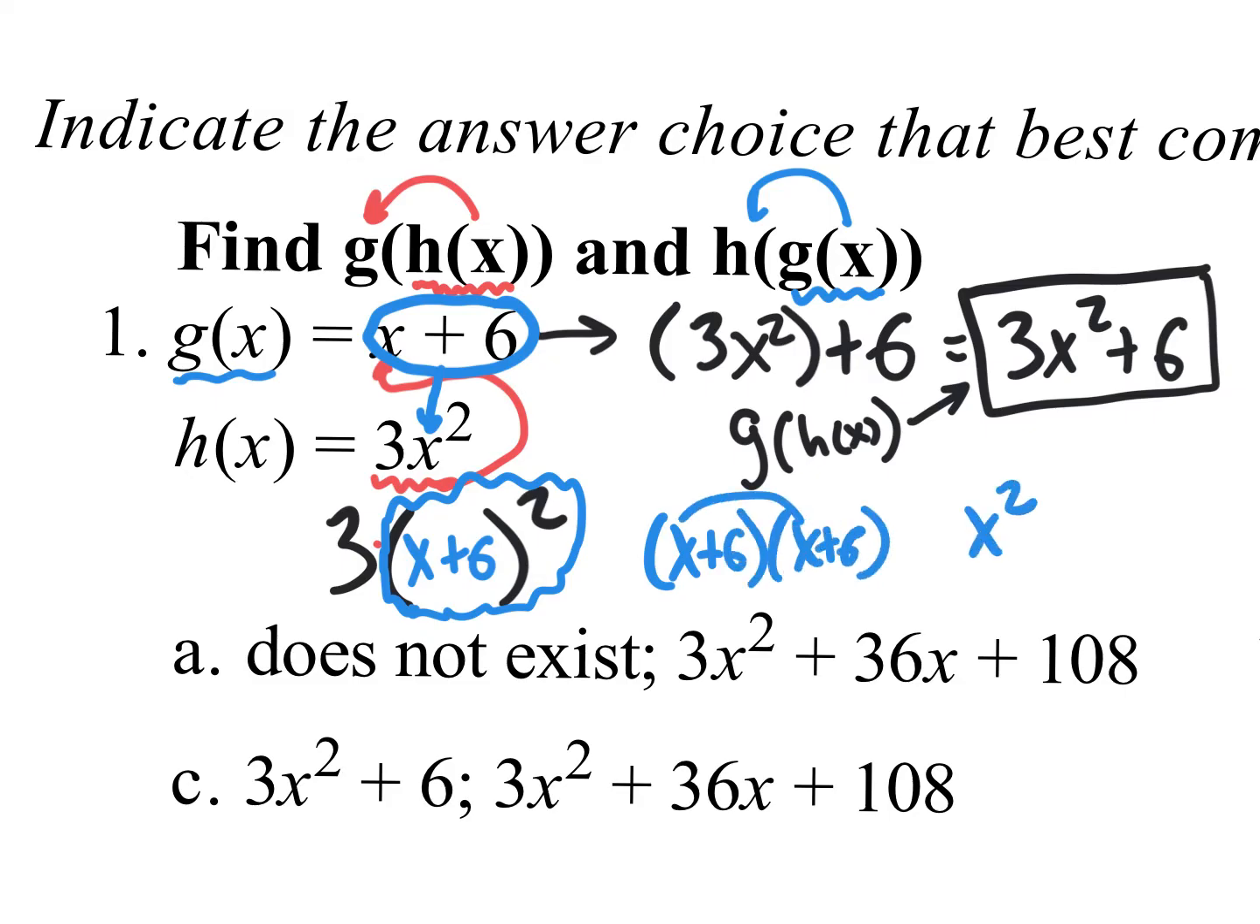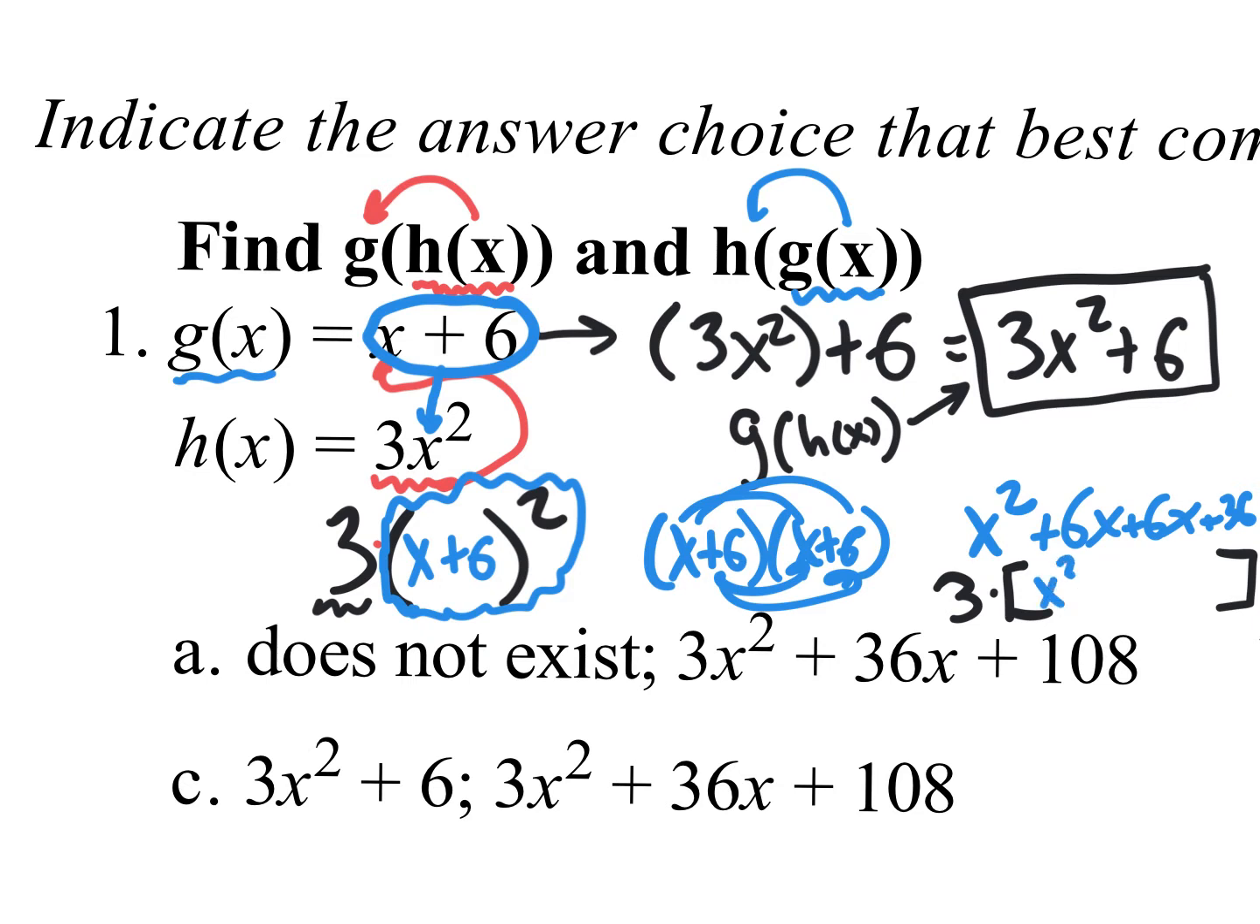That'll give you x squared. That'll give you 6x. And that'll give you 6x, and 6 times 6 is 36. So what we have here is, let's not forget about that 3, this 3 times, let's put it inside parentheses, we have the x squared, and of course 6 plus 6, that's a total of 12. So we have plus 12x and then plus 36.